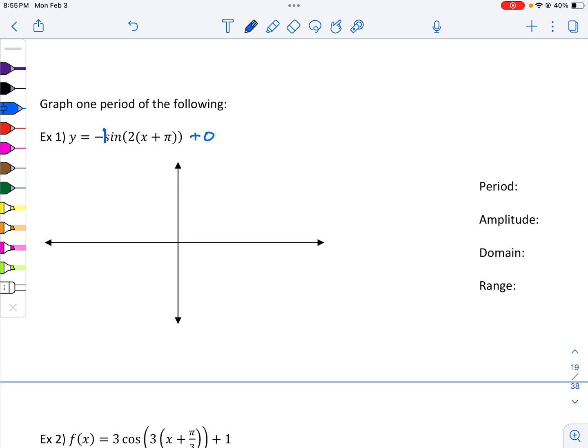All right, so the first thing we want to do is find our starting point. So I know this plus pi actually shifts my graph left pi. So I'm going to go ahead and put negative pi as my starting point.